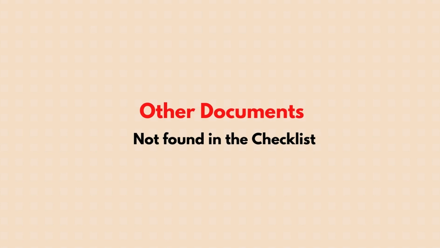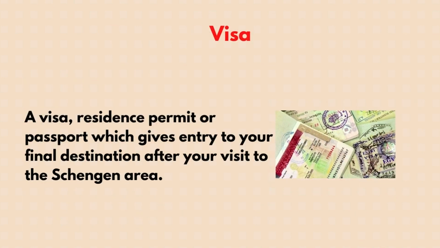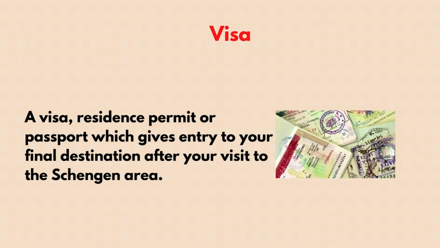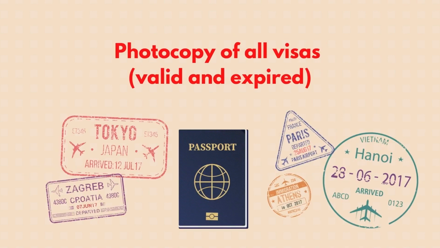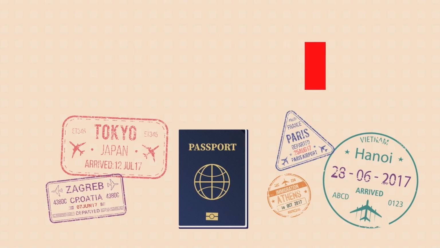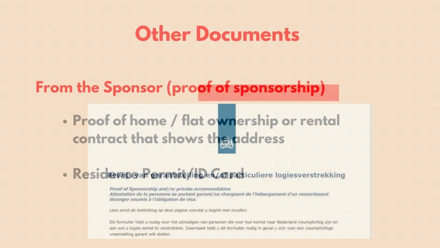The following documents that I'll be showing are not found in the checklist but may help give you a positive result. First off, proof of health insurance. It must be in your name. It must be at least 30,000 euro, and it should be valid throughout the Schengen area. And if you'll be traveling to other countries, a visa or a residence permit for the country of your next destination. You may also submit a photocopy of all your visas, whether they're valid or expired, as well as a sponsorship letter coming from your family member who is in the Netherlands or traveling with you to the Netherlands.